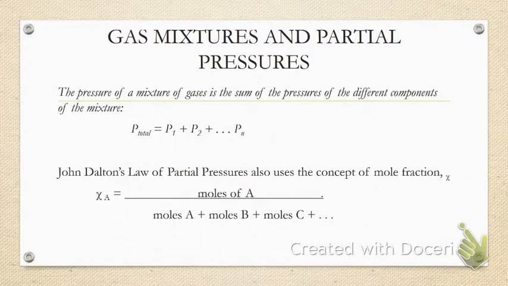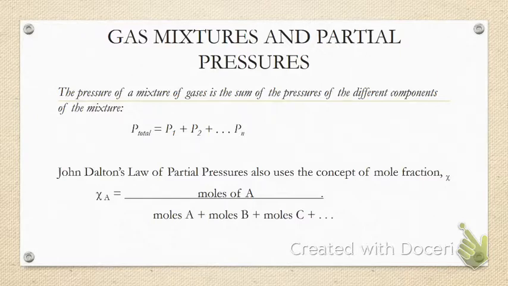In this lesson, we're going to be dealing with gas mixtures and partial pressures. John Dalton came up with Dalton's law of partial pressures, which basically states that for a mixture of gases, the total pressure is equal to the sum of the partial pressures. So basically, add them all up. That's called Dalton's law.